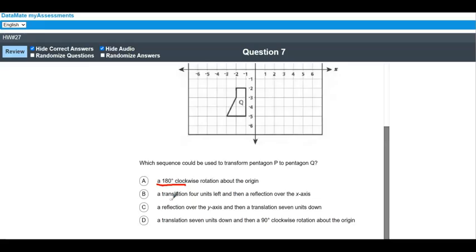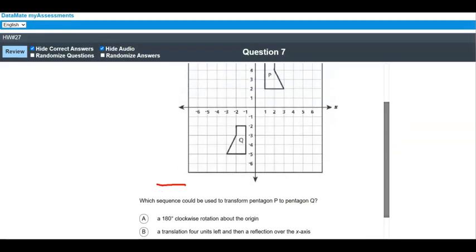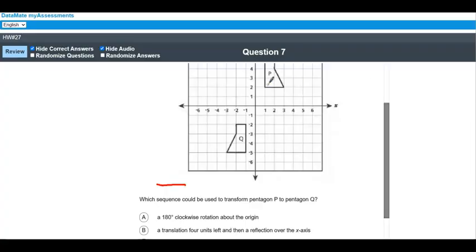On this one we have a translation 4 to the left and then a reflection over the x-axis. So let's see. If we translate 4 to the left, 1, 2, 3, 4, and then reflect over the x-axis, we'll probably be pointing like that. So that cannot be right. So B is out.